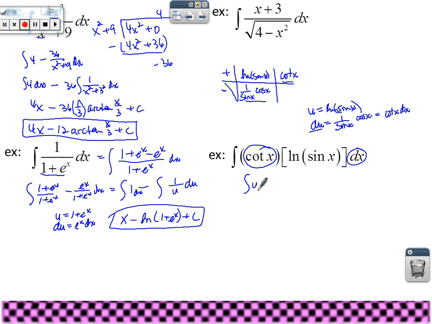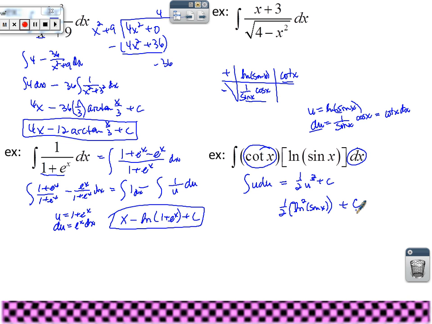So we have the integral of u du. Wow, that's much easier than what it was, wasn't it? U du. So, pretty straightforward. 1/2 u squared plus c. So let's put our u back in there. So 1/2, let's see, our u is ln sine x. Now the squared here is on the function, not on the argument.